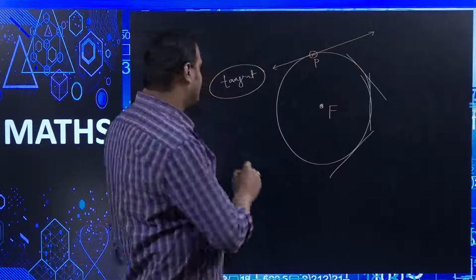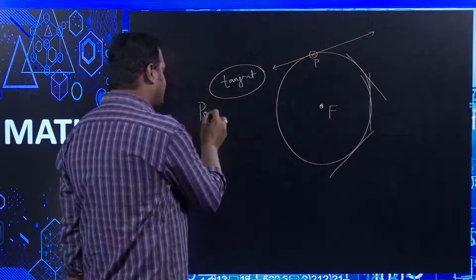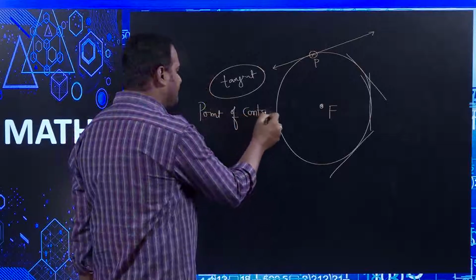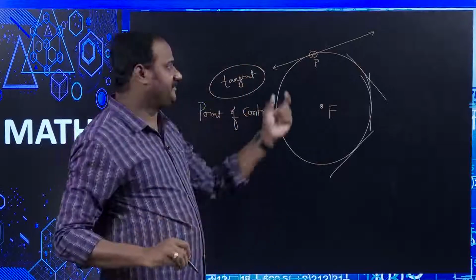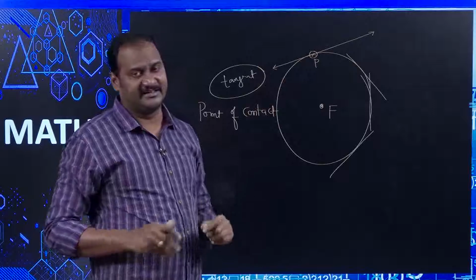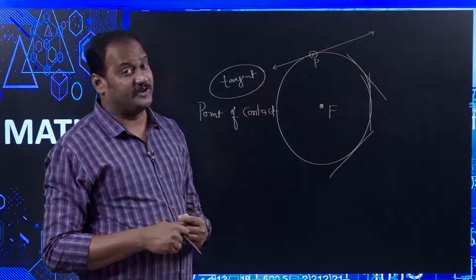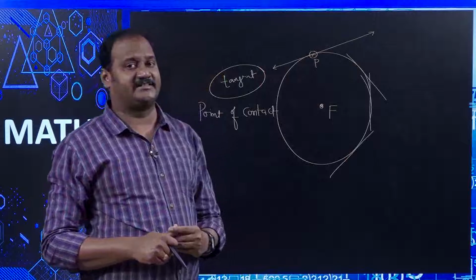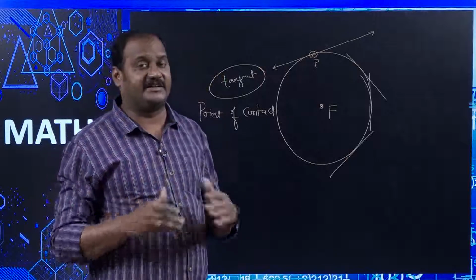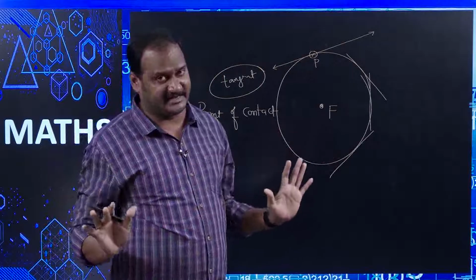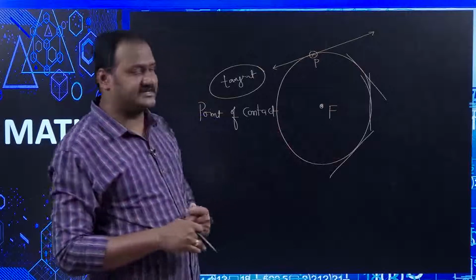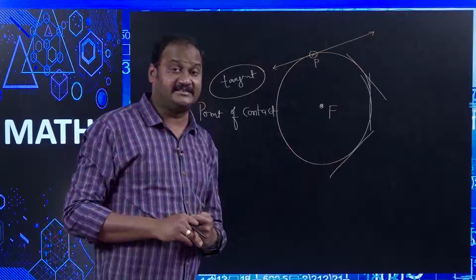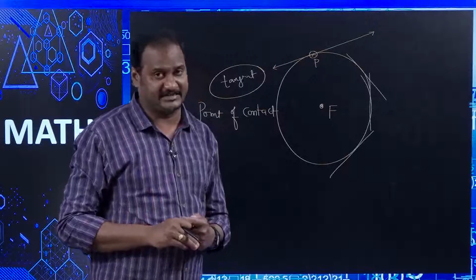What do you call that? Point of contact of tangent to the circle. That point P where the tangent touches the circle is said to be the point of contact of the tangent to the circle. And for the given circle, how many tangents can be drawn? We can draw infinitely many tangents to a circle, right. Now, let us try to understand the properties of tangents of a circle. They are called tangential properties of a circle, right.